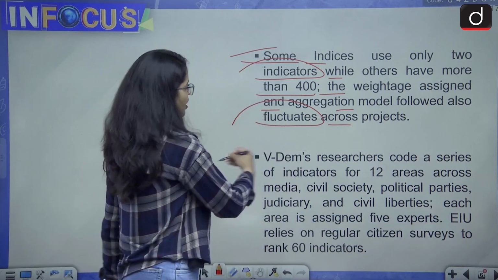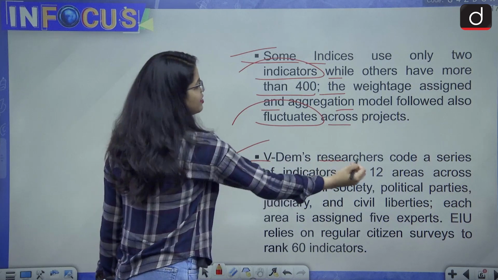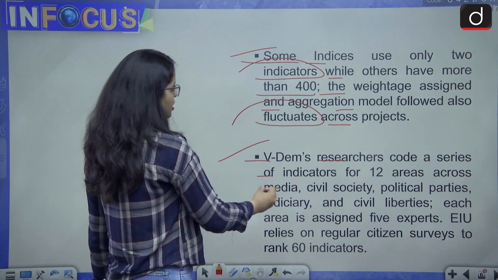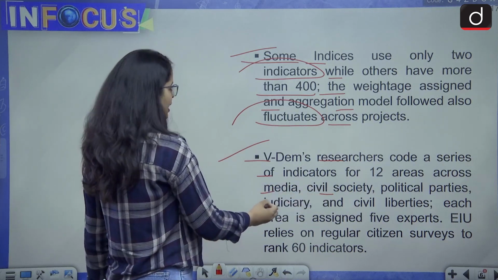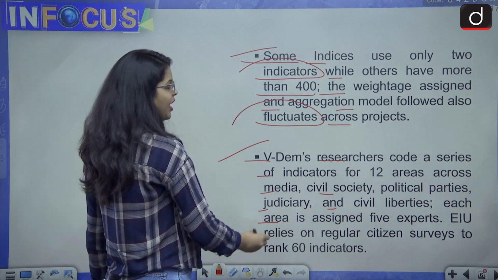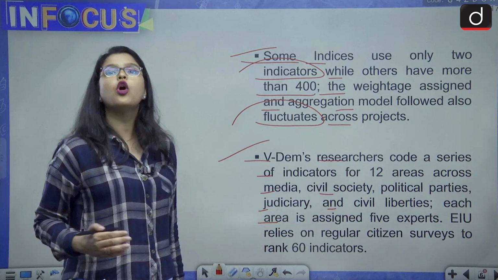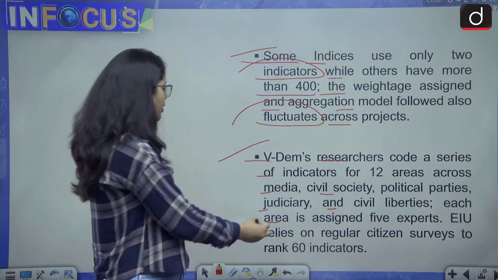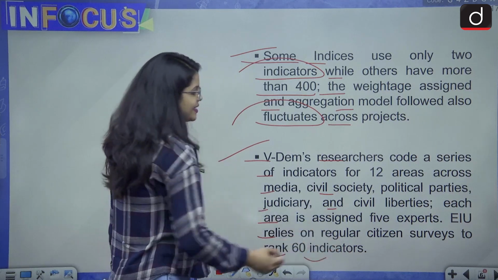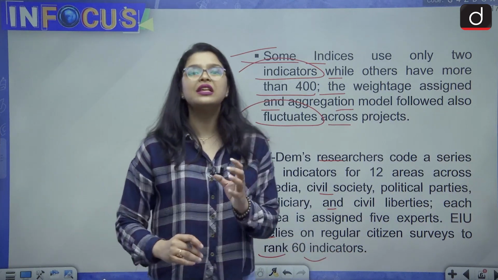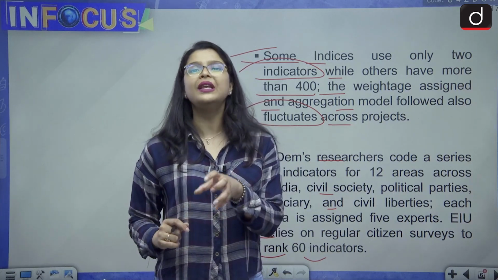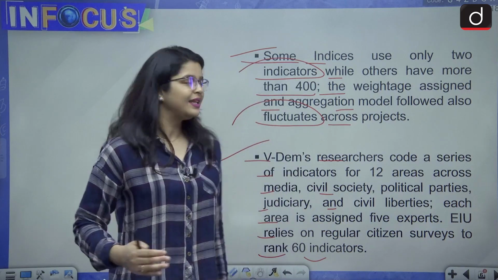If you talk about V-Dem, its researchers code a series of indicators for 12 areas across media, civil society, political parties, judiciary, and civil liberties. Each area is assigned 5 experts. And if you talk about the Economist Intelligence Unit, it relies on regular citizen surveys to rank 60 indicators. So this essentially states that yes, the measure of democracy by these global indices is not uniform in nature.